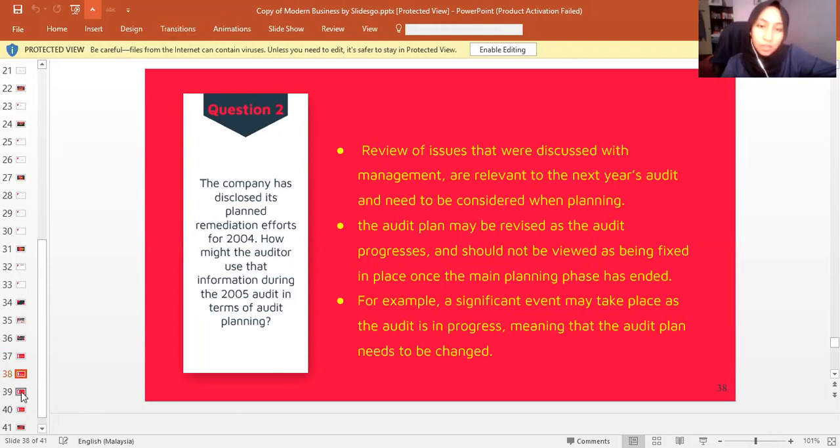The 2004 audit plan may be revised as the audit progresses, but it should not be viewed as being fixed in place once the main planning phase has ended. For example, a significant event may take place as the audit is in progress, meaning that the audit plan needs to be changed. I will pass to Naima.